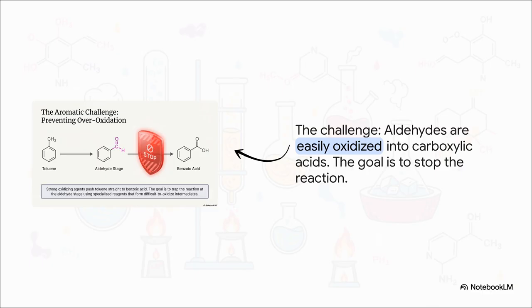That little C-H bond makes aldehydes super easy to oxidize. They just don't want to stop here. You hit them with most oxidizing agents, and they'll happily keep on reacting to become carboxylic acids. So the name of the game is control. Every single method we're going to look at is really just a clever way to hit the brakes and stop the reaction at exactly the right moment.